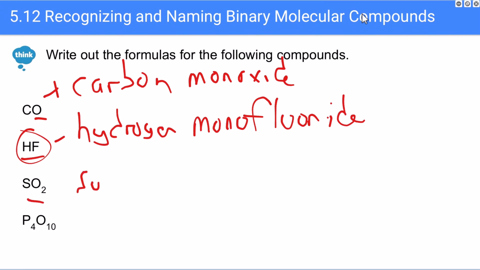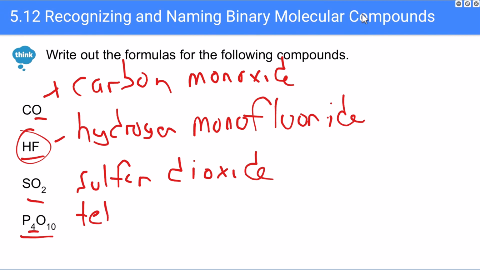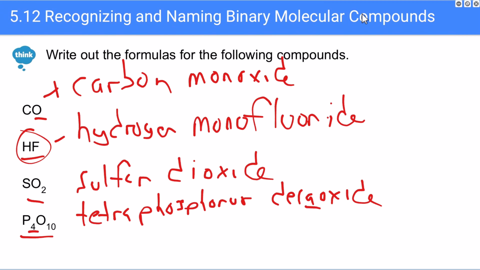SO2, S is sulfur, O2, dioxide. P4O10, so 4 is tetra. P is phosphorus. We have oxygen here. O is 10, so this is decaoxide. So again, sometimes that O is left off there. Doesn't really matter for me one way or another, as long as you get the prefixes down.